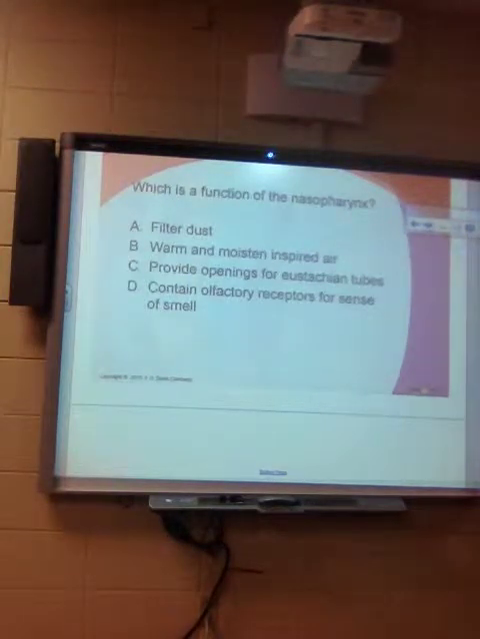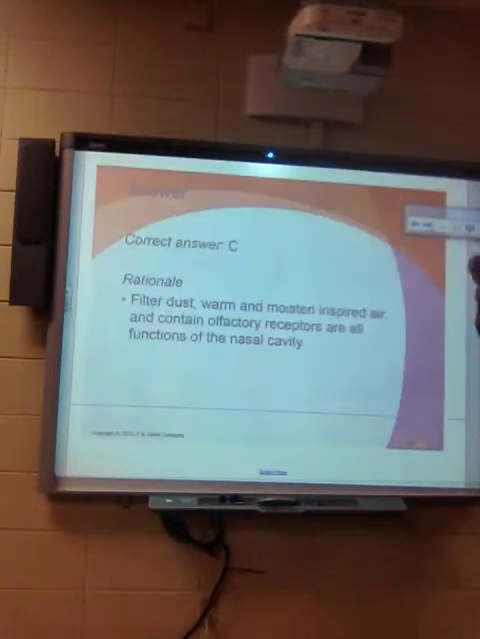It does provide openings for the eustachian tubes. What structure filters dust, warms and humidifies air, has olfactory receptors? What was that? Yeah, it's that cavern. It's that nasal cavity. That's the one that does all that.